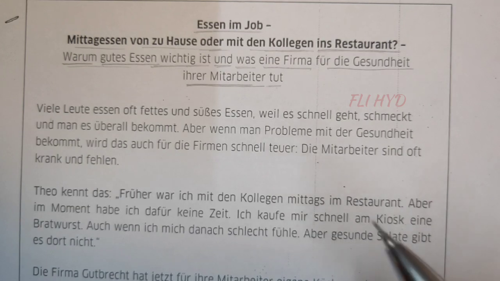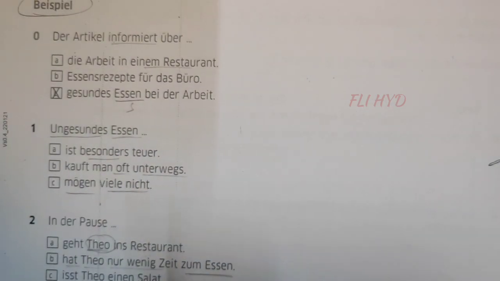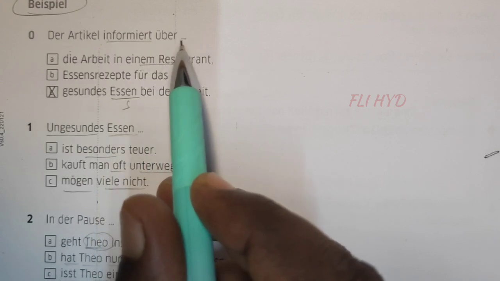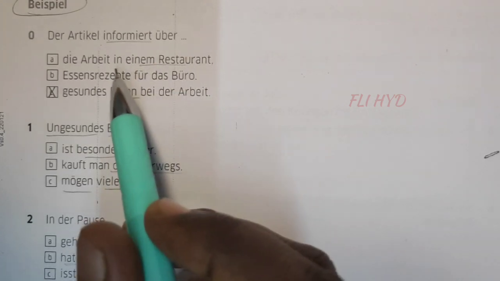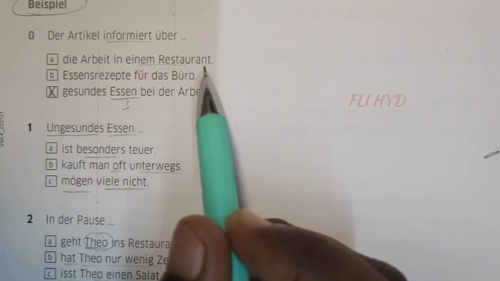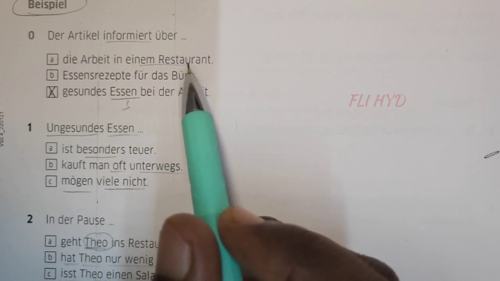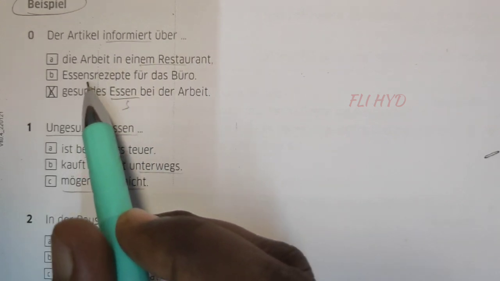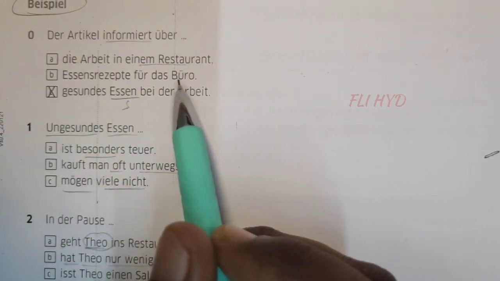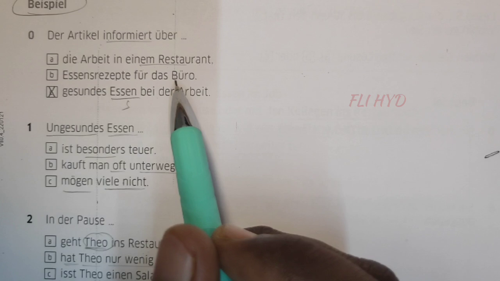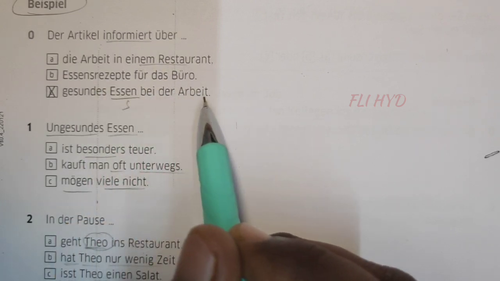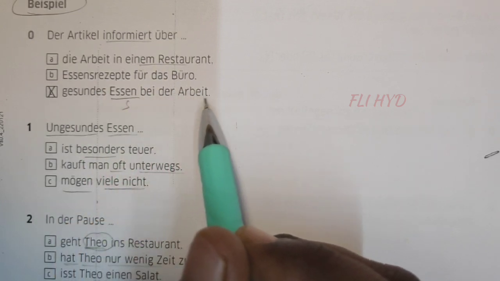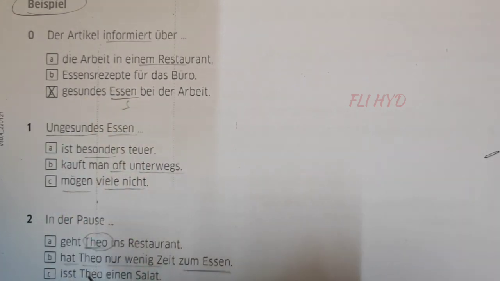Now if you see the Beispiel question, the article informiert über, the article is informing about the Arbeit in einem Restaurant, the work in a restaurant. No, it is talking about the office. It's not about the work in a restaurant. Essen Rezept für das Büro, like a food recipe for the company. No. Gesundes Essen bei der Arbeit. So the healthy food by the work. So option C. Clear?